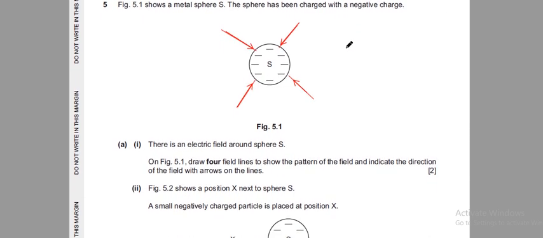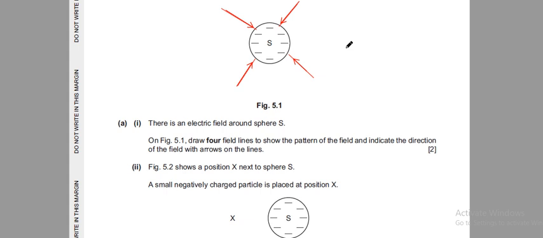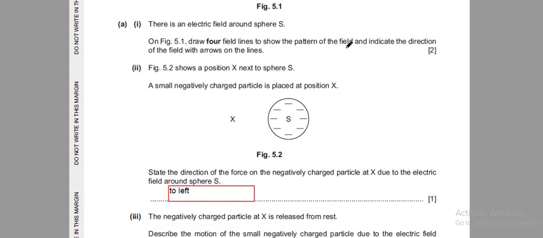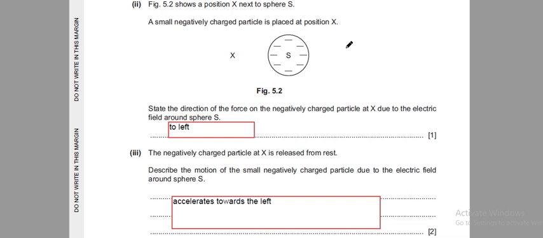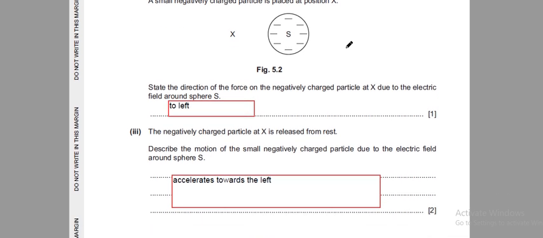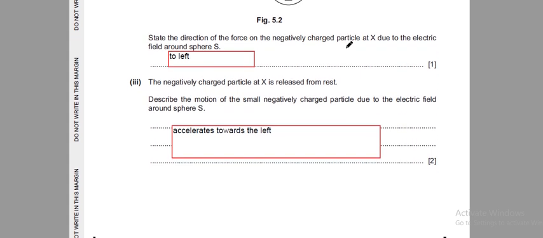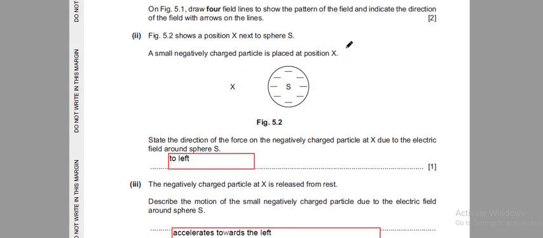Negatively charged sphere: the electric field is radial and inward. Here is a position X that has a negative charge. Direction of force on this negative charge: we have the direction of the field to the right, so the force on the negative charge will be opposite to the direction of the field, so it will be to the left.